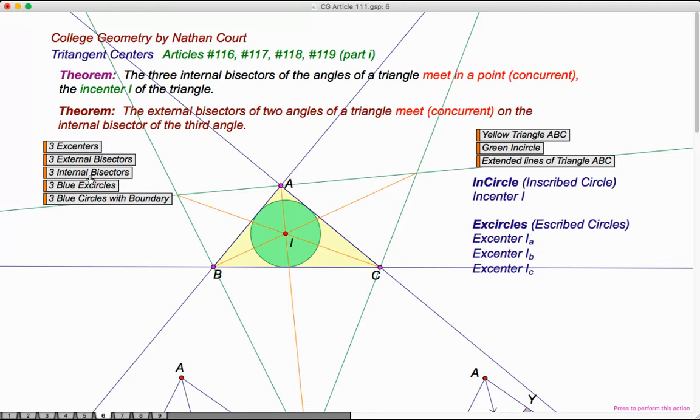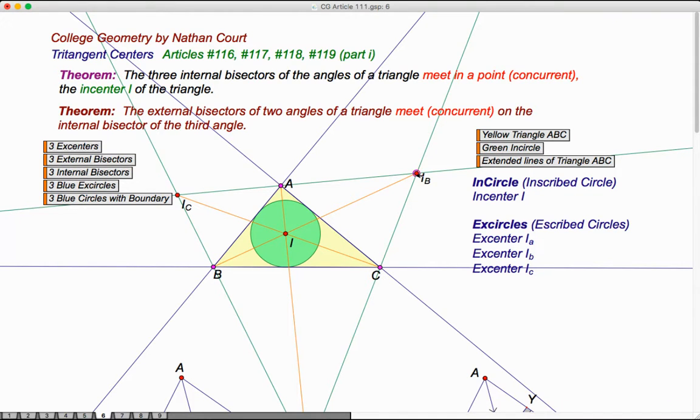But the external bisectors, this is the external angle bisector at point A. This is the external angle bisector of point B. And at the same time, this particular internal angle bisector, these three meet at one single point, I sub C. And I think you know why I call it I sub C, because it's opposite vertex C.